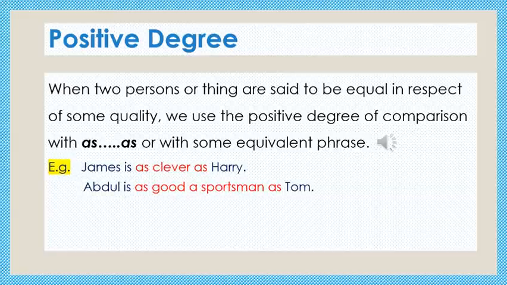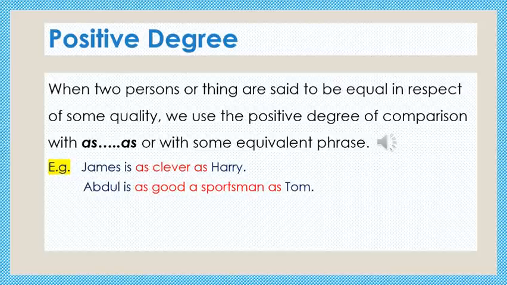You can see the examples given. James is as clever as Harry. In this example, you can note that equal degree is given. Both are equal. In that way, we are speaking here. James and Harry, as clever as. Both are equally clever. That is what we mentioned here.